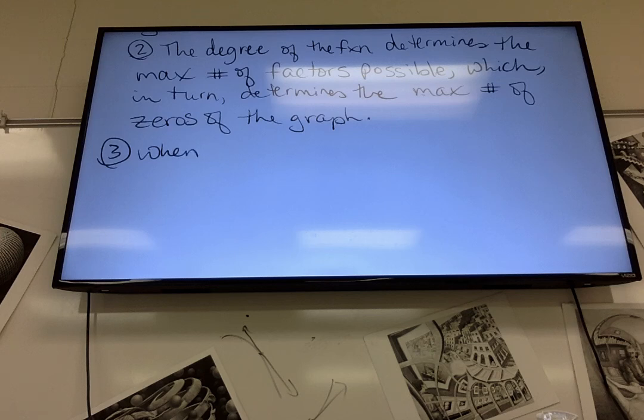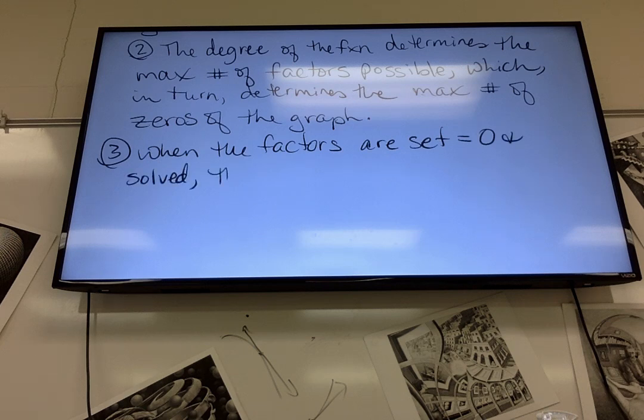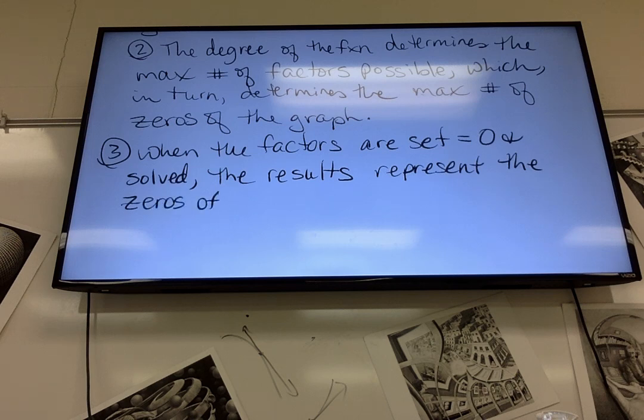When the factors are set equal to 0 and solved, the results represent the zeros of the graph. And again, that's something we already figured out. That's where it crossed the x-axis. That's the zeros of the graph.